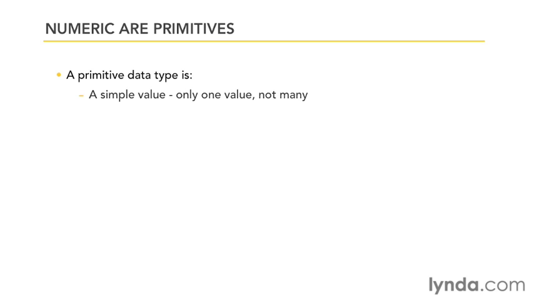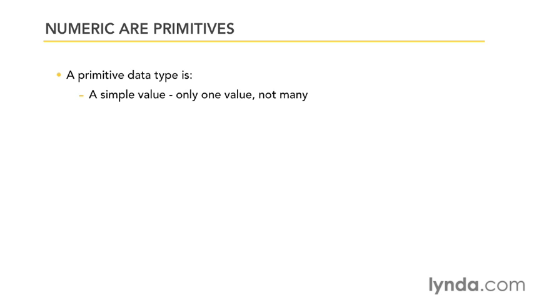In Java, you can represent numbers as either primitive values or as complex objects. I'm going to start by showing you how you represent them as primitives, and then show how to convert them into complex objects when needed. A primitive data type is a simple value.